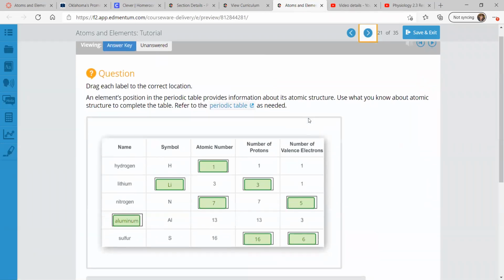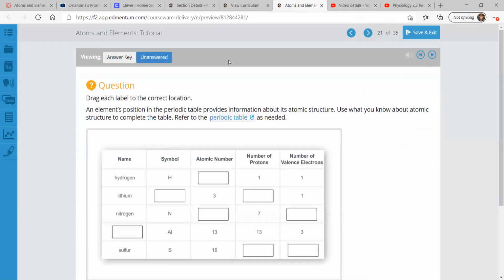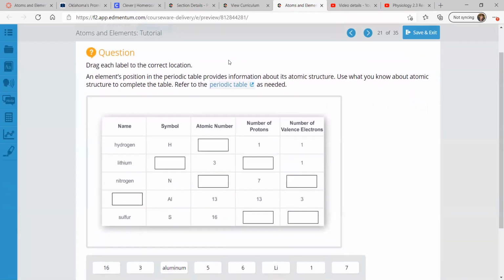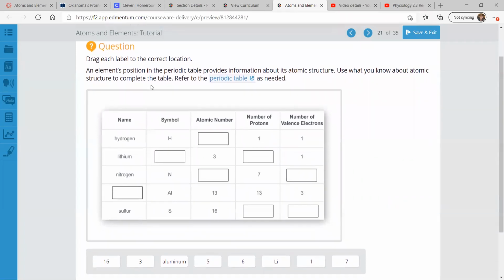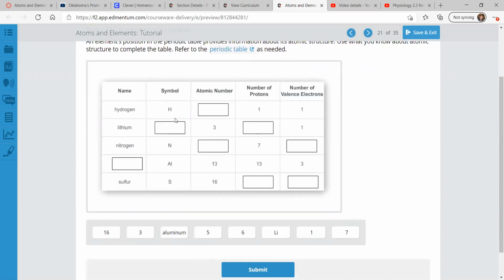Now, anyway, so we have another check of information. See if we're learning, right? An element's position in the periodic table provides information about its atomic structure. Use what you know about the atomic structure to complete the table. So hydrogen, the atomic number equals the number of protons. So that's 1.